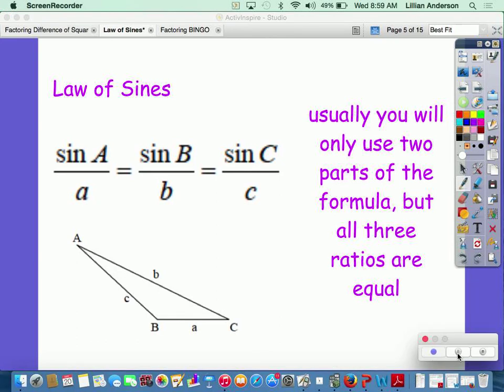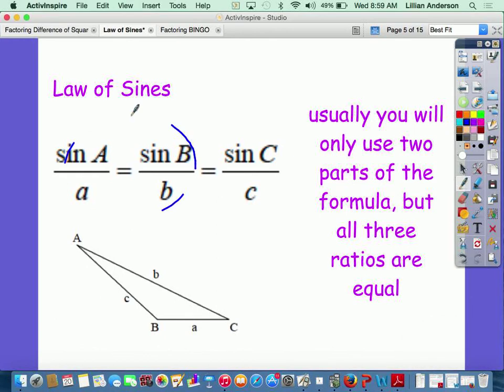It's a lot simpler than the law of cosines, being that clearly it's the sine of your angle over its respective side, equals the sine of the other angle over its respective side, and so on and so forth. Now, you're not going to use all three ratios at the same time. You're only going to use two to help you find your missing pieces, okay? So say you're given angle A and side A, and you're given side B, then you'll use this part of the formula to find angle B first. That would make the most sense, okay? And then so on and so forth. Any questions so far? Okay.